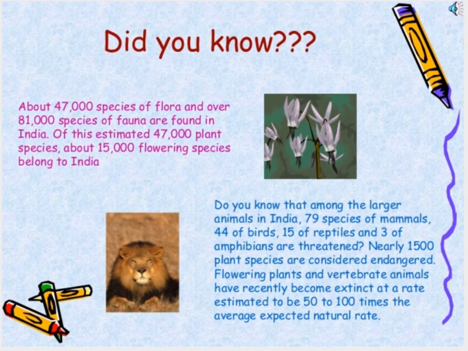Flowering plants and vertebrate animals have recently become extinct at a rate estimated to be 50 to 100 times the average expected natural rate. That means वो क्या कह रहे हैं कि कुछ flowering plants and vertebrate animals, the animals that have spinal cords in them, have recently become extinct. और उनका rate of extinction क्या है? 50 to 100 times ज़्यादा expect किया जा रहा है than their natural rate of extinction.